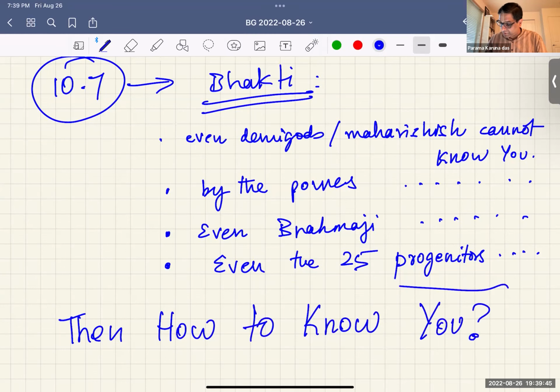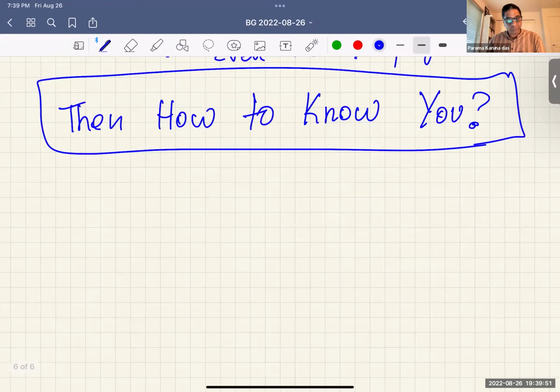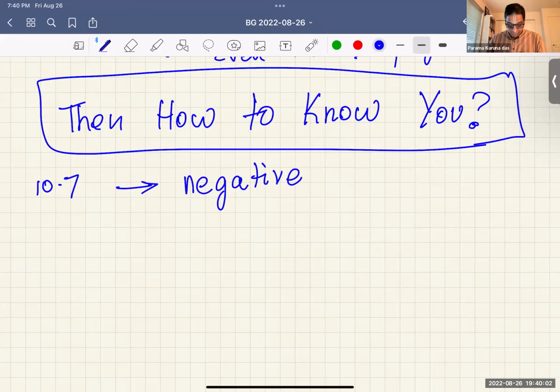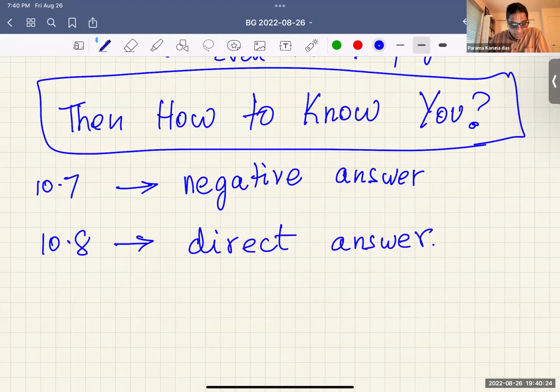That is the $1 million question. How to know you? Okay. And that question will be answered in 10.7. A sort of negative answer is given, what cannot be the answer, and 10.8 gives the direct answer. Okay. So let us read 10.7.